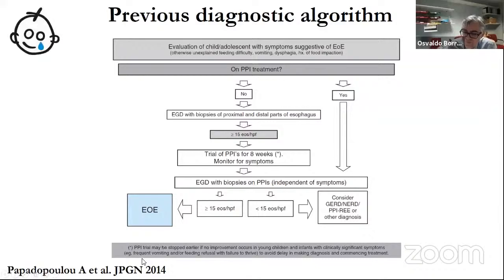Until 2014, there was a diagnostic protocol. We have a patient with suspected EoE, or on PPI treatment. You do the biopsy, and we have 15 eosinophils per high power field. Then you start the trial with PPI. If the trial with PPI was effective, you used to make a diagnosis of PPI responsive esophageal eosinophilia. If the patient was refractory to PPI, then you could make a diagnosis of eosinophilic esophagitis. The trial of PPI was a key aspect of the diagnosis. Only in those patients not responsive to PPI could you make the diagnosis of eosinophilic esophagitis.